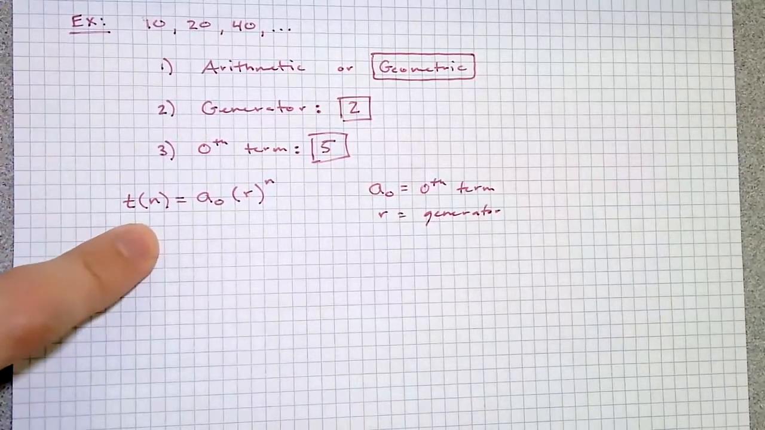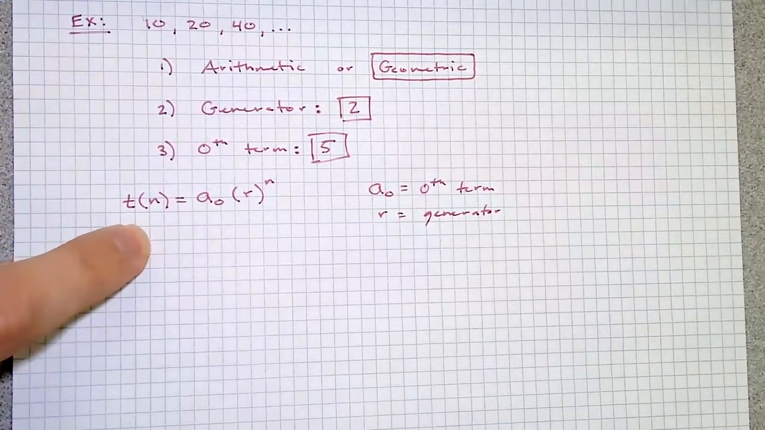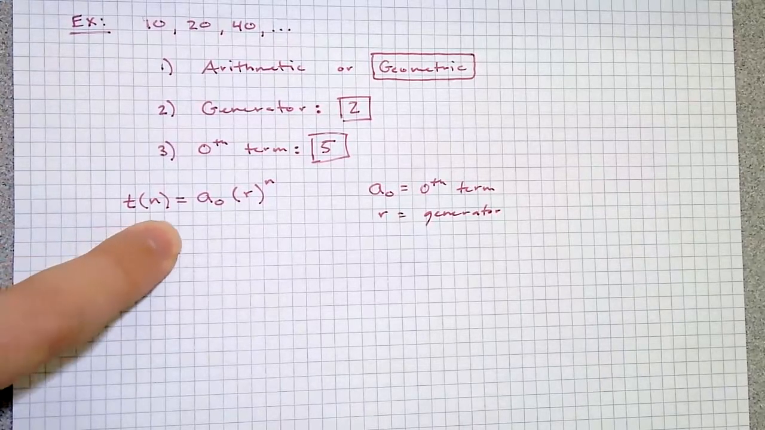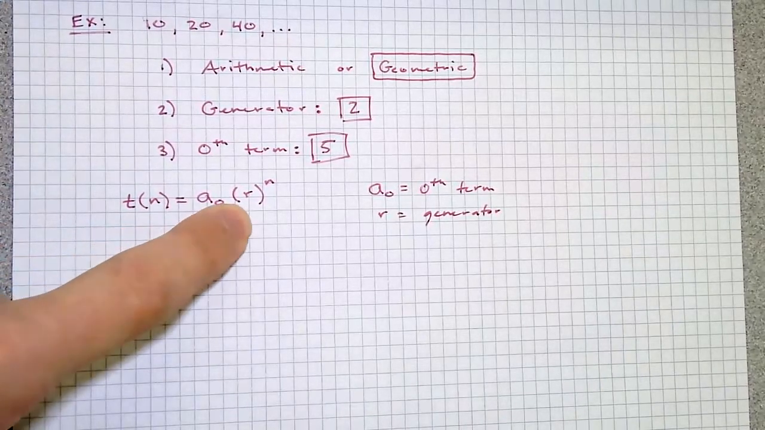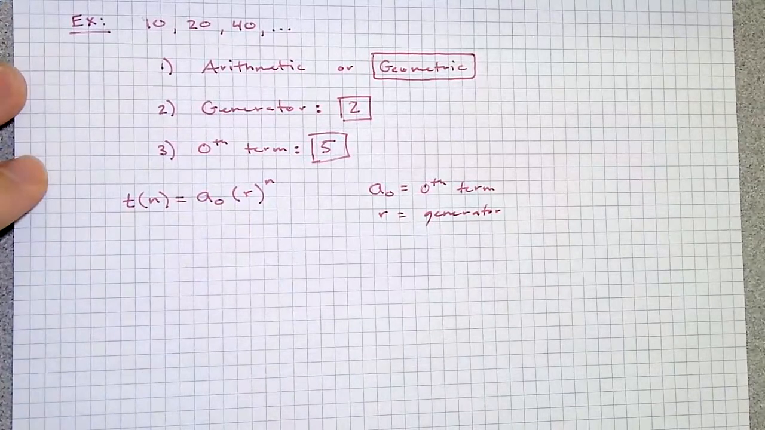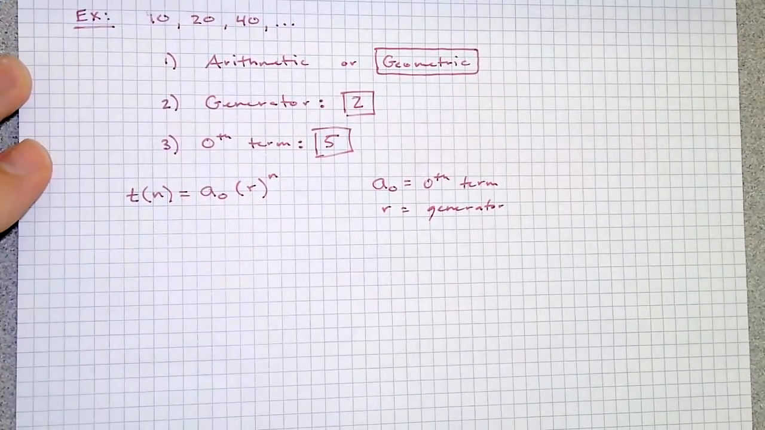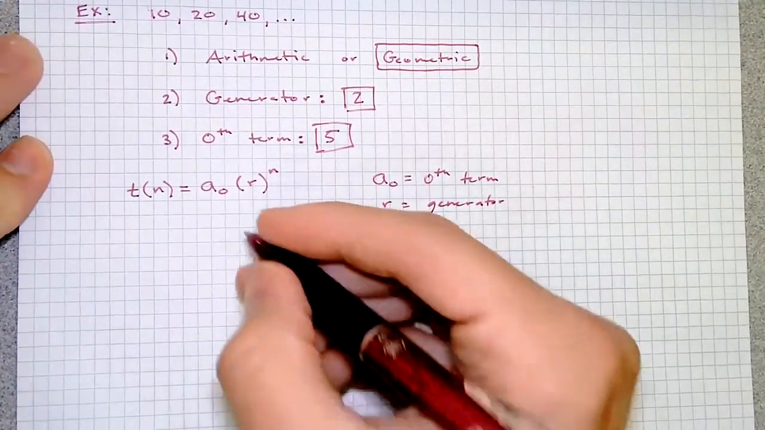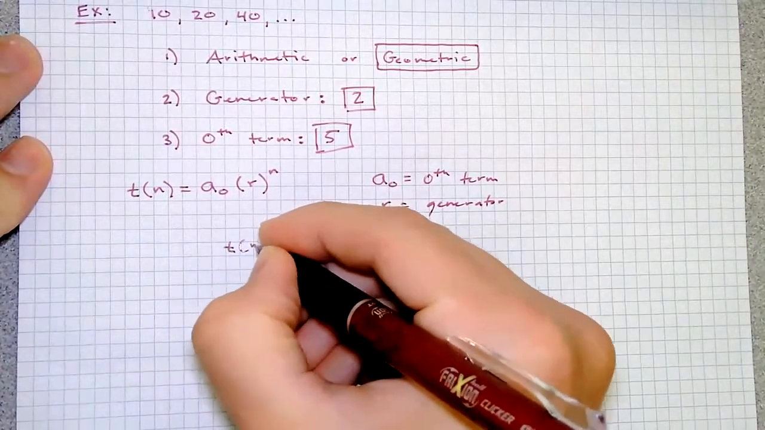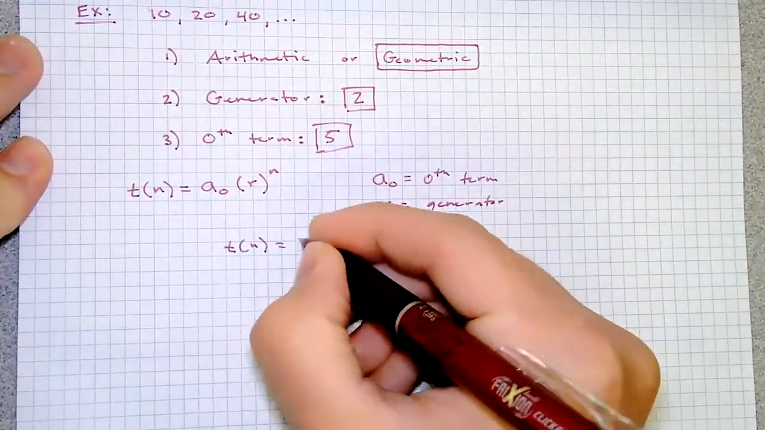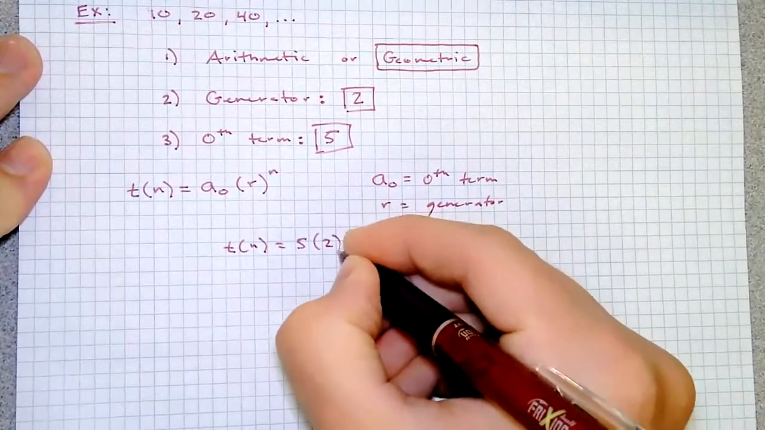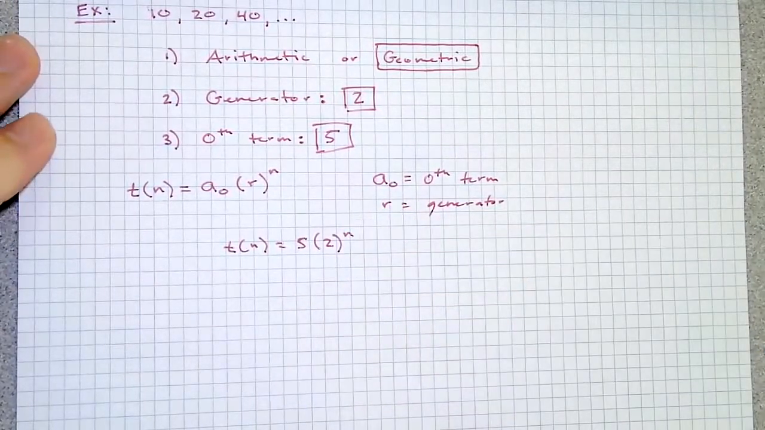So the equation for a geometric sequence would be T of n equals a sub 0 times r raised to the nth power, where a sub 0 would be your 0th term, r would be your generator. What are you multiplying by each time? So we get 5 times 2 to the n.